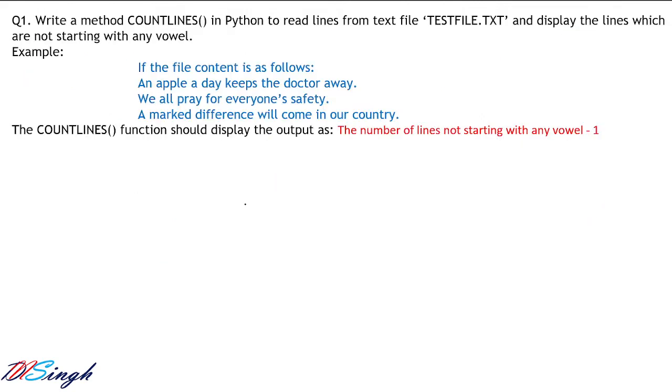Let us move ahead to the next one. Write a method count lines in Python to read the lines from the text file.txt and display the lines which are not starting with a vowel.